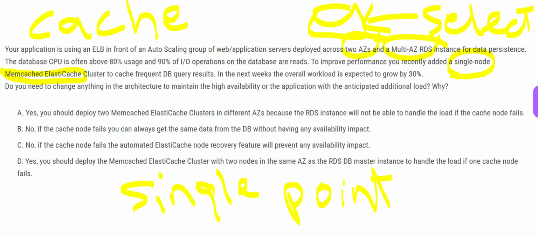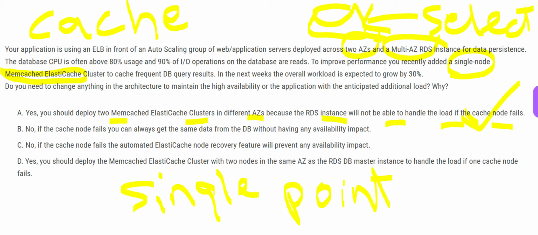Okay, now, so what does that mean? Out of A, B, C, D, what we should do? We should do A. A is correct for me. What we should do is we should deploy the cache. We should deploy two clusters in different AZs. Because RDS will not be able to handle the load if cache node fails. Understood? If cache fails, if father dies, mother cannot carry the load. That is how you have to interpret it, from a financial perspective. So this should be the answer.